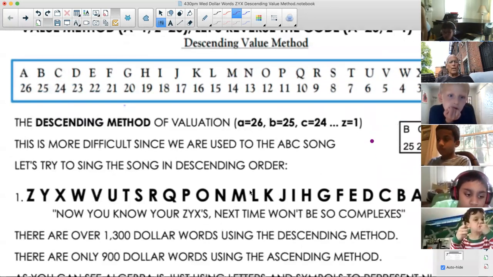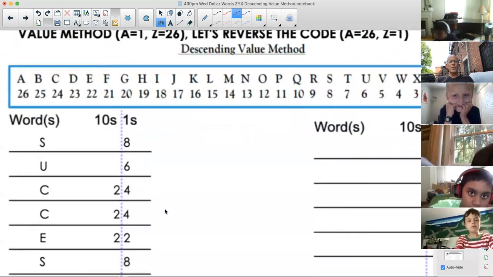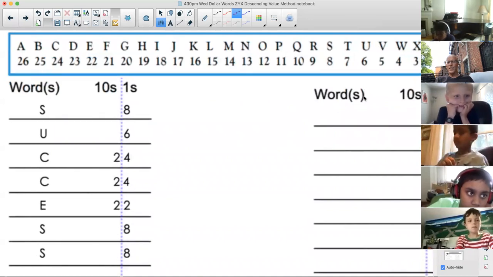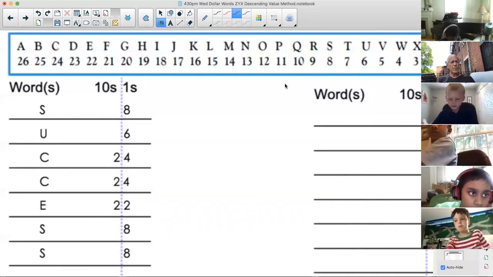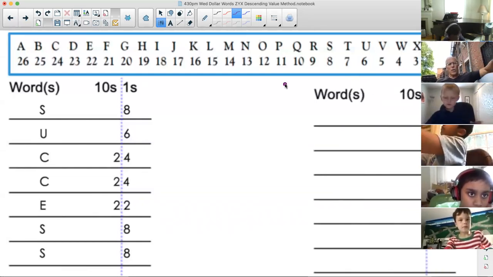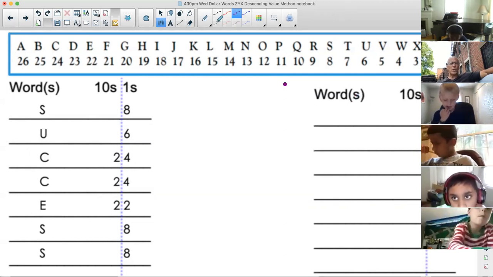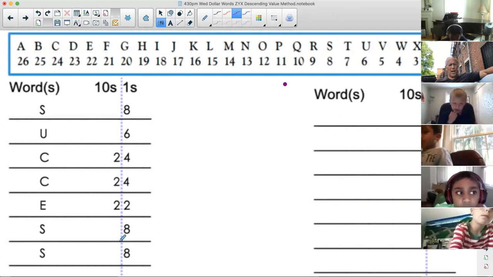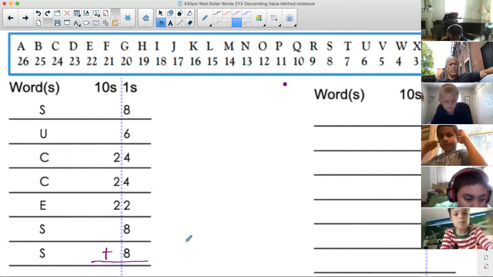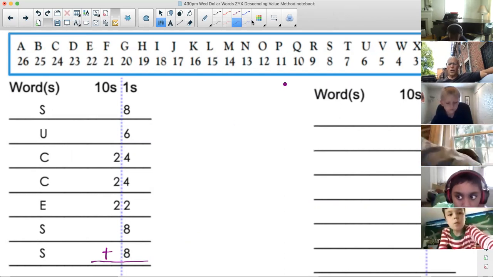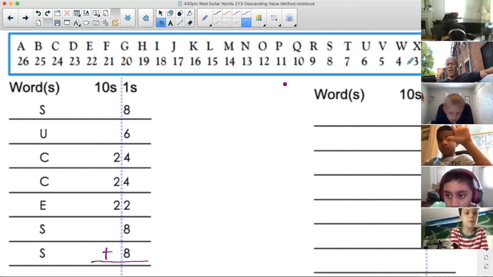So the first thing we're going to do is try the word success. So go to page 2 in your packet. If you go to page 2, we're going to try the word success, because I think that my mathletes are very successful. Now, who can tell me the first 10? Go ahead, Mark.